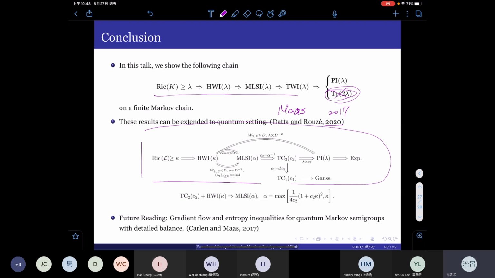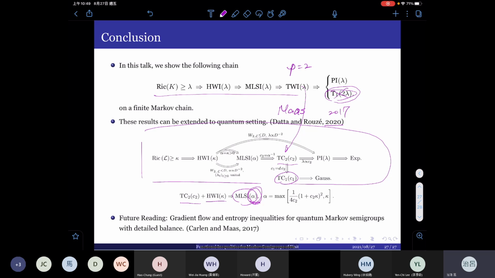And here T1 2 lambda means this, TC1 C1. And similarly, we have the TC2 C2. TC1 C2 means this. This means the power p transport cost. And in this paper, we also notice we can use the transport cost inequality and the HWI inequality to get the multiplicative log-Sobolev inequality by this parameter alpha. So here we find many problems to do, because we can use some inequality to improve the constant and get a better estimate for mixing time.